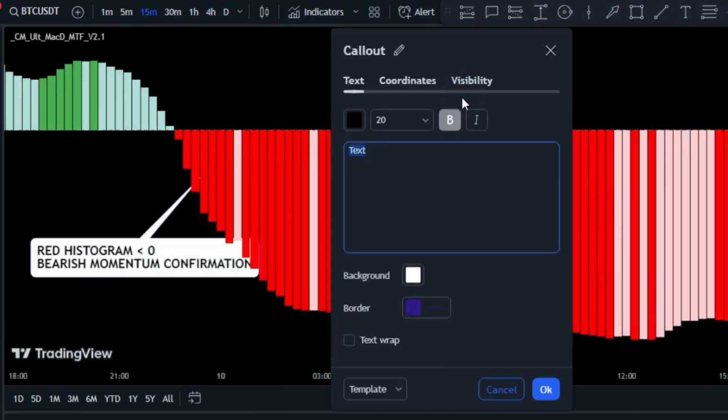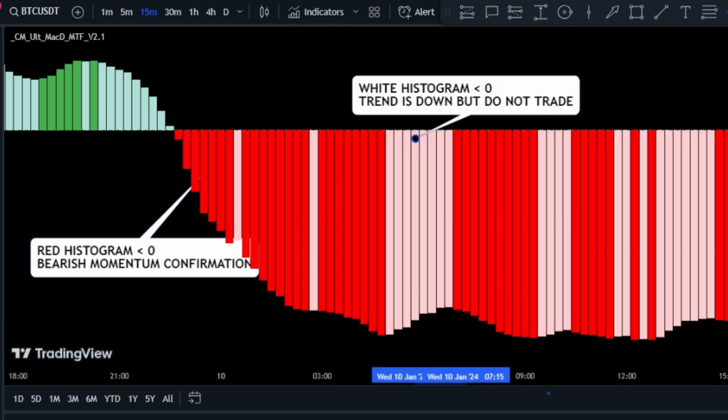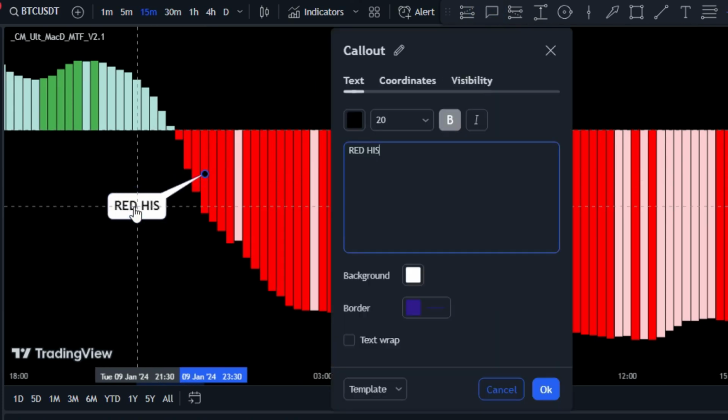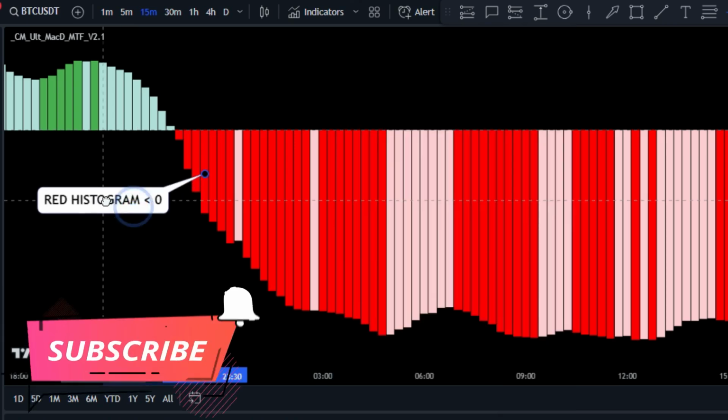In the next state, if the histogram of the indicator is red and below the middle level, we are in a bearish trend gaining its strength. Finally, if the histogram is white but below the middle level, the market is in a downward trend, but we should refrain from entering a trade.